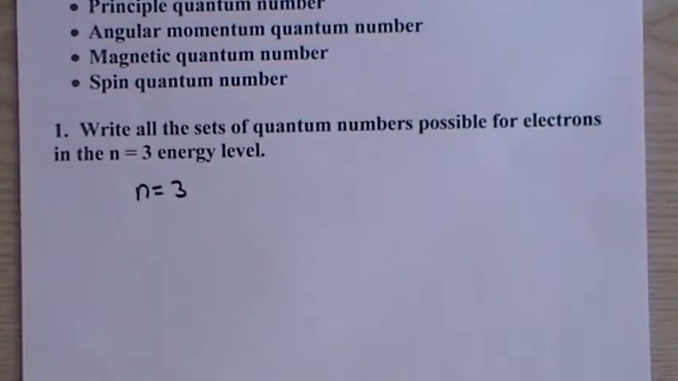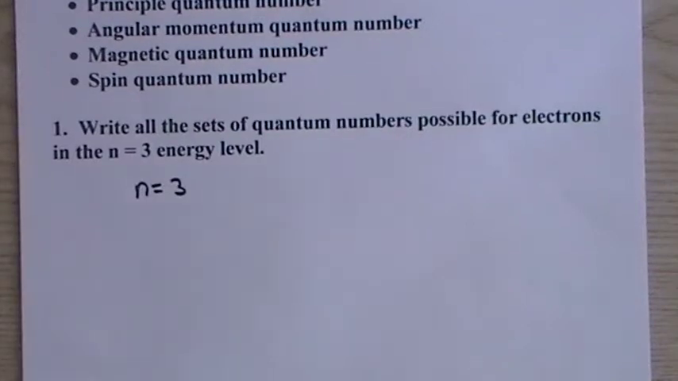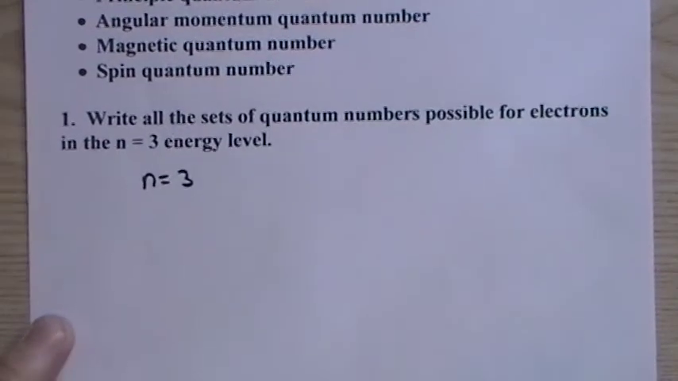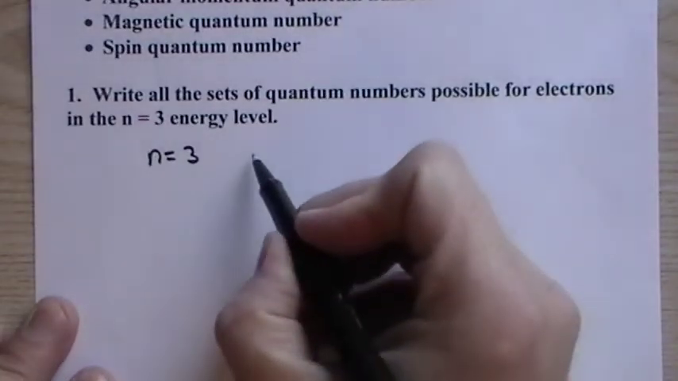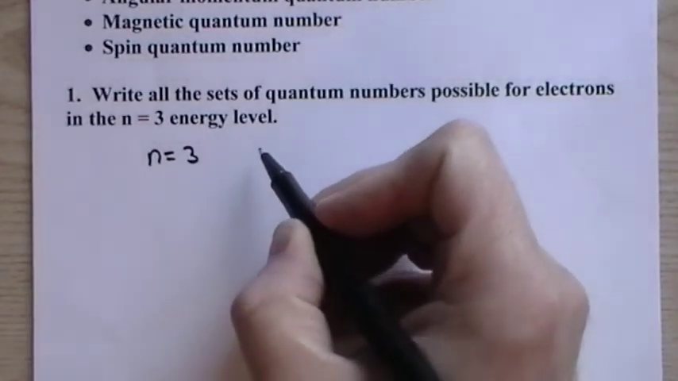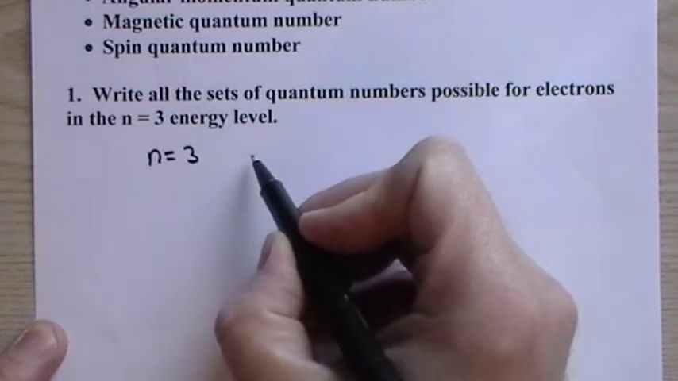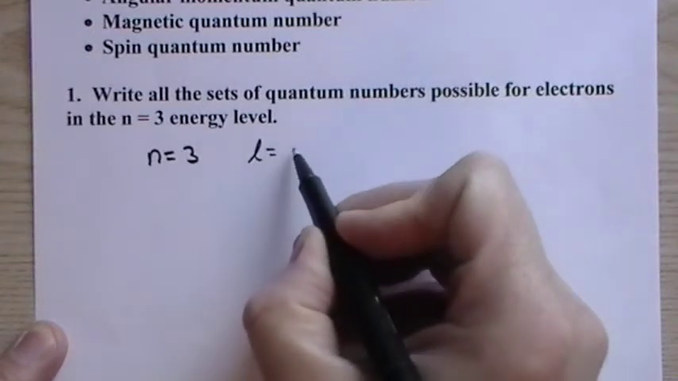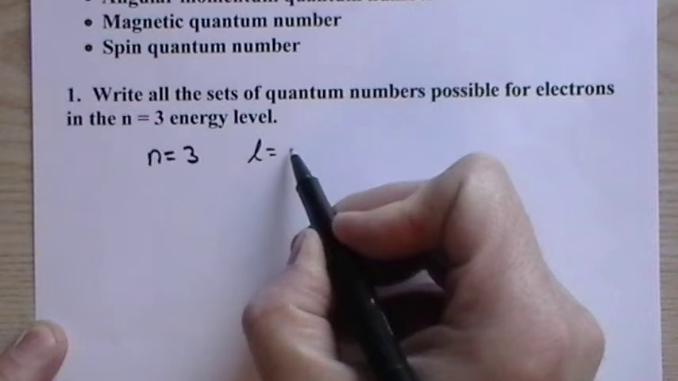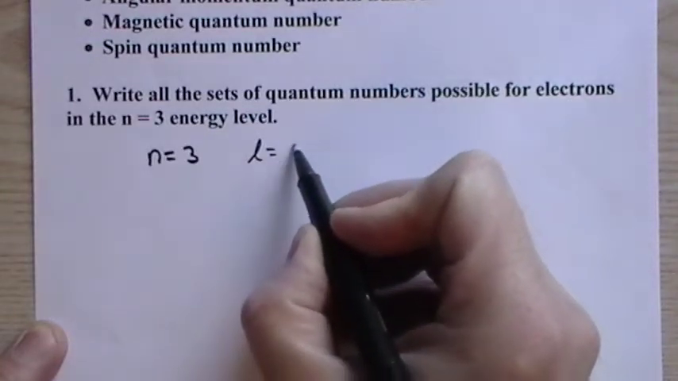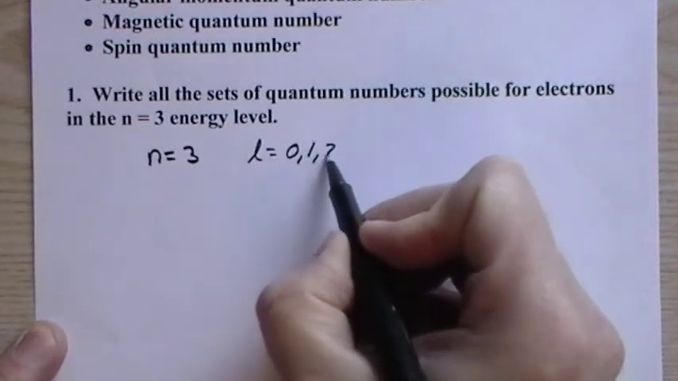Okay, so I'll write all sets of quantum numbers possible for electrons in the n equals 3 energy level. The rule is, if the principal quantum number is 3, then the angular momentum quantum number L can have values from 0 to n minus 1, or 0, 1, and 2.